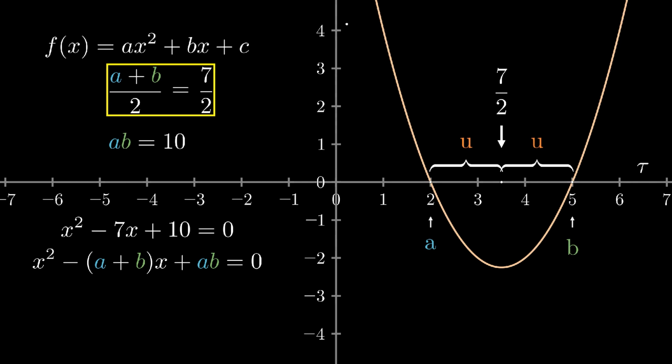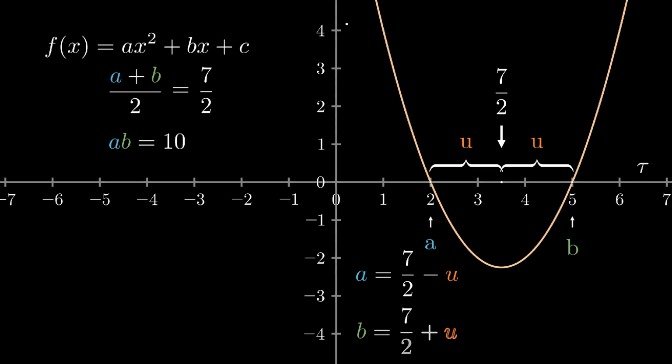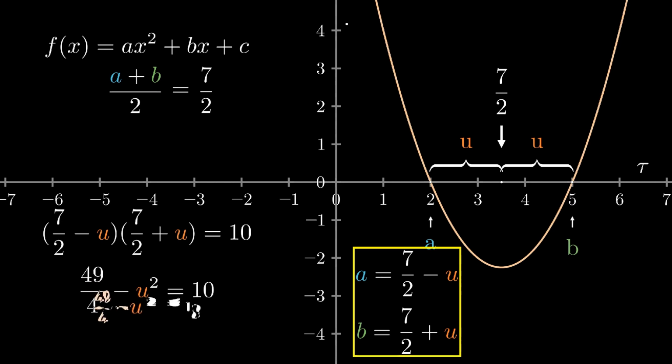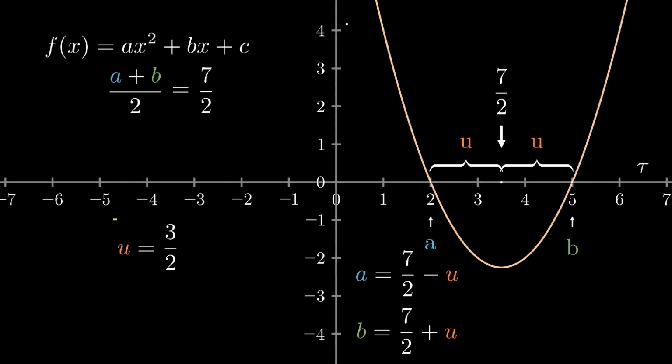We take a constant u, which is the distance between a and the midpoint and the distance between the midpoint and b. This tells us that a must be equal to 7 over 2 minus u and b is equal to 7 over 2 plus u. Substituting a and b into the second equation, we will get a new equation with only the unknown u. Now, by solving for u, we will see that u is equal to 3 over 2.